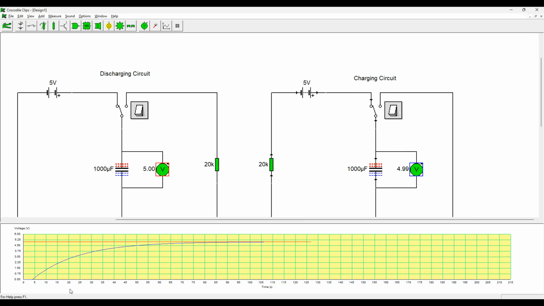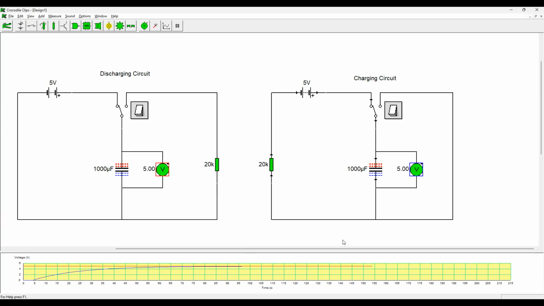Instead of voltmeters, you may wish to connect an oscilloscope and see this curve appear on the screen. There are many different ways to investigate these circuits. In this video, I've shown you a few examples. What I suggest is that you use some of the simulations, or maybe download this software and set up these circuits and play around and investigate yourself.